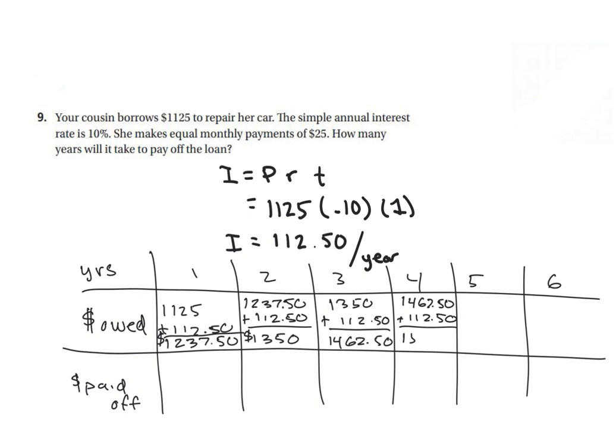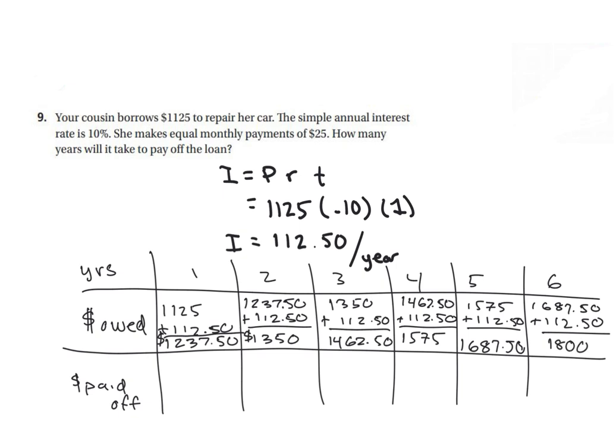Now we'll end up with $1,575. Add another $112.50 because that is our interest. And after 5 years, we'll owe $1,687.50, and $1,687.50 plus another $112.50 puts us at $1,800 after 6 years.